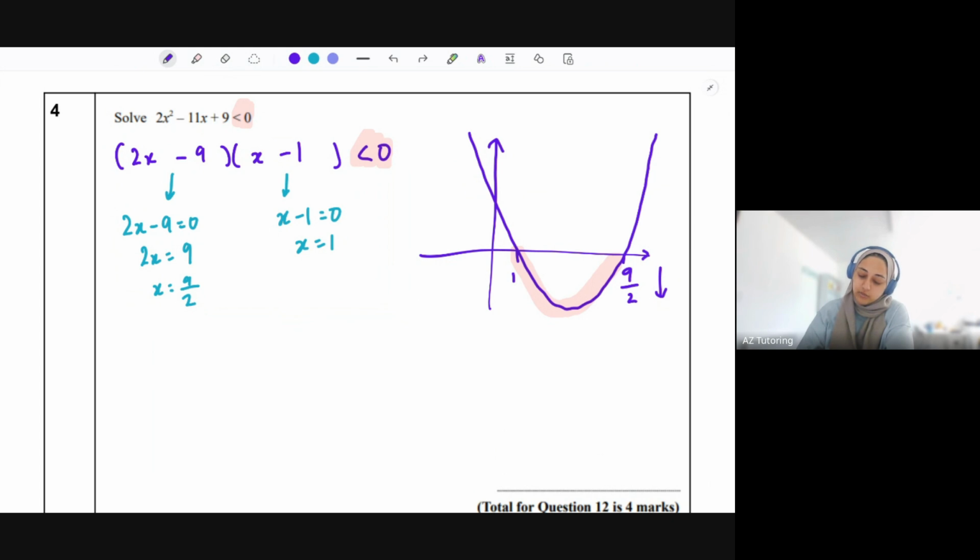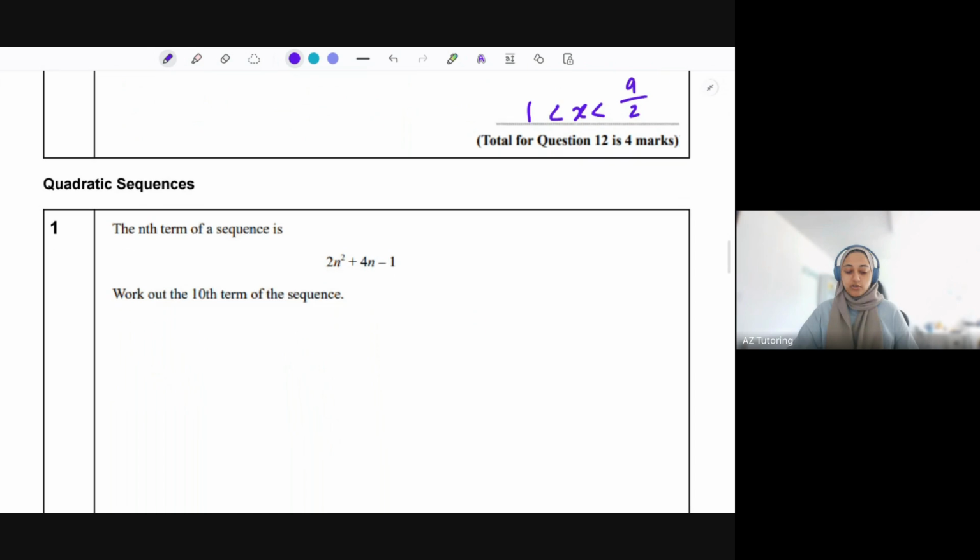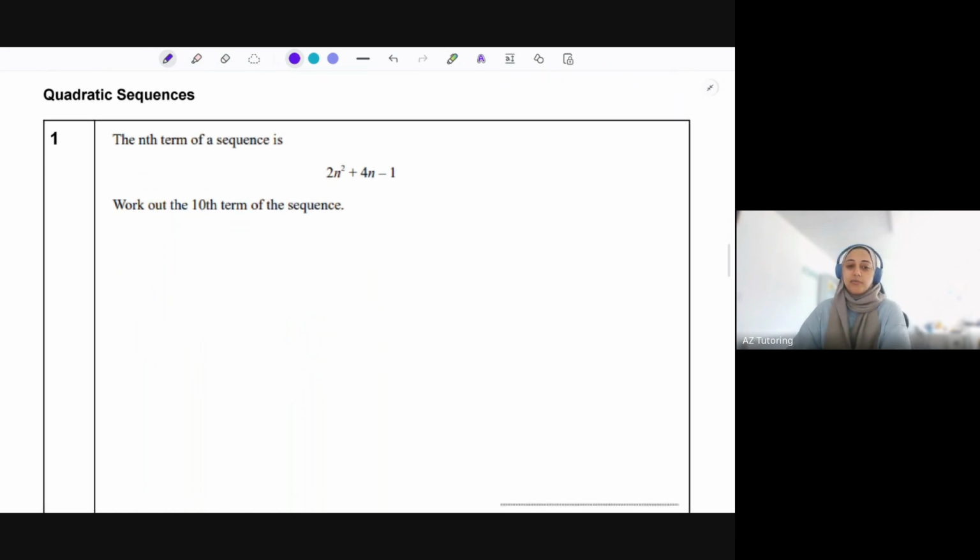Okay, so we need all the values between 1 and 9/2. So I can just say x is between the two values, 1 and 9/2. That's my answer for 4 marks. So that's all the examples I've got on quadratic inequalities. Let's move on and look at quadratic sequences now.